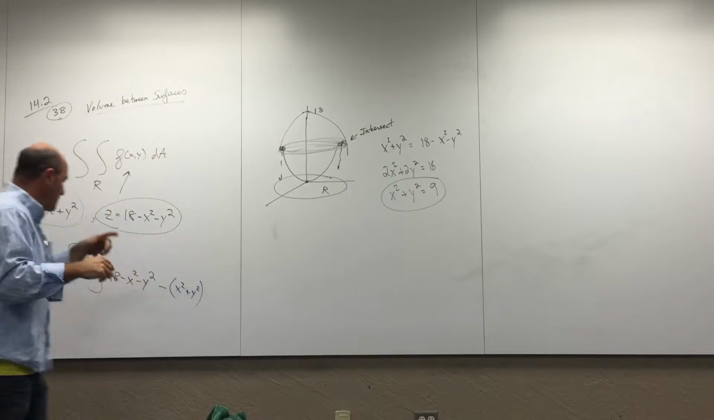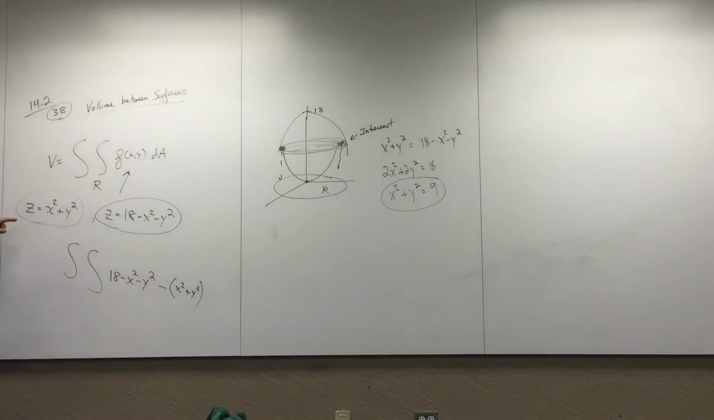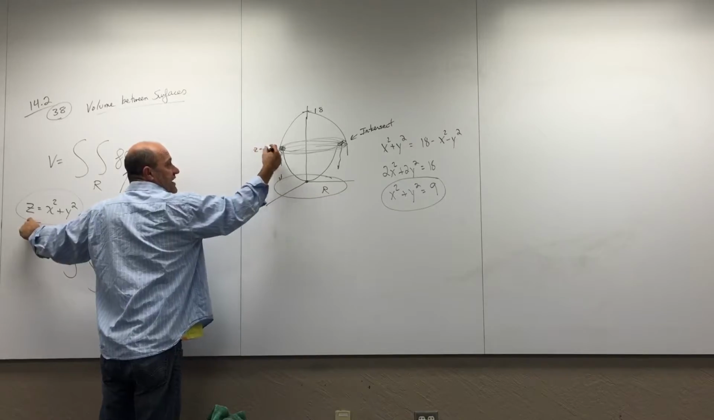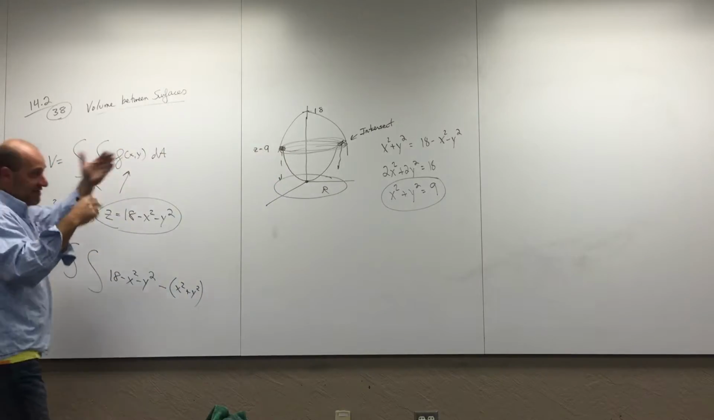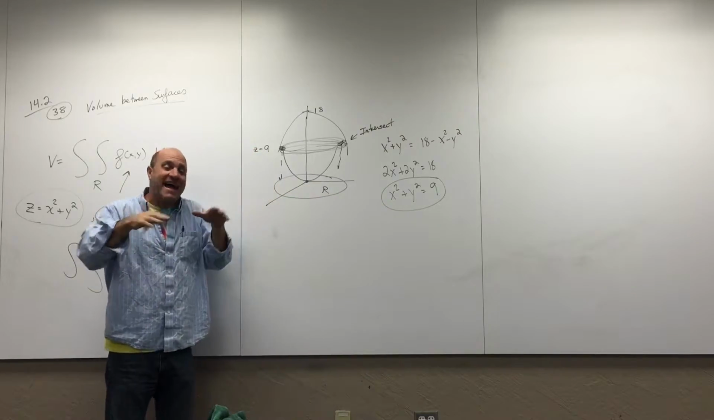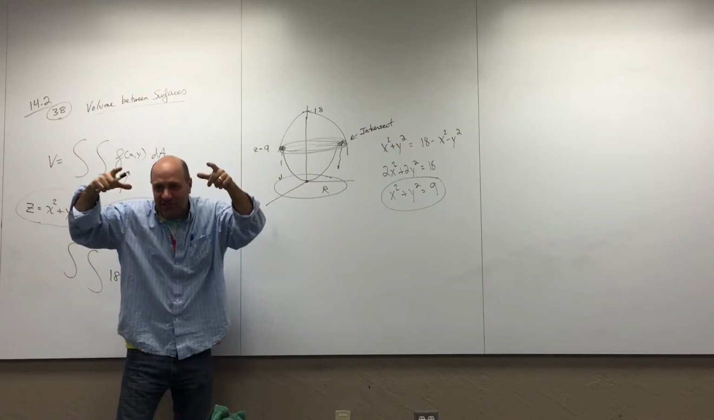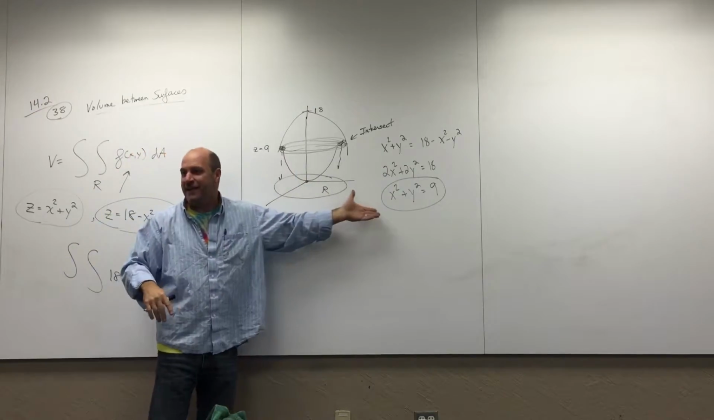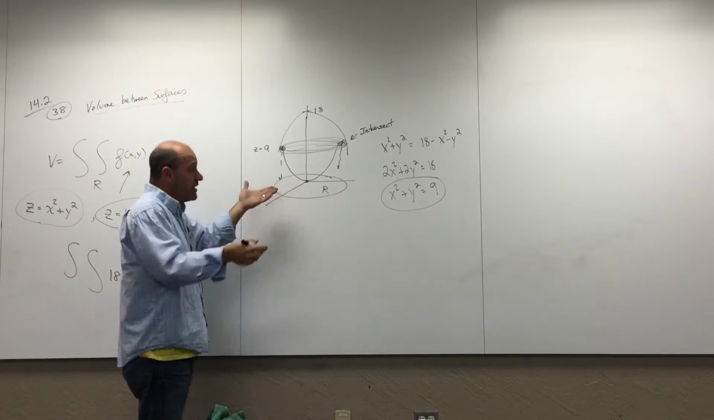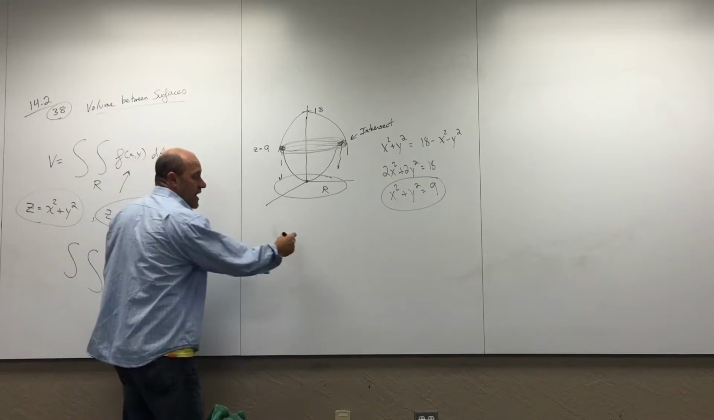What Z value would that happen at? If Z was 9, you'd have a circle of radius 3. So the intersection must be happening right here at Z equals 9, and that's what the shape is. It's not in the XY plane, but I want to look at the shadow of it, pretending it's in the XY plane. The region over which I'm integrating is a circle of radius 3 in the XY plane.